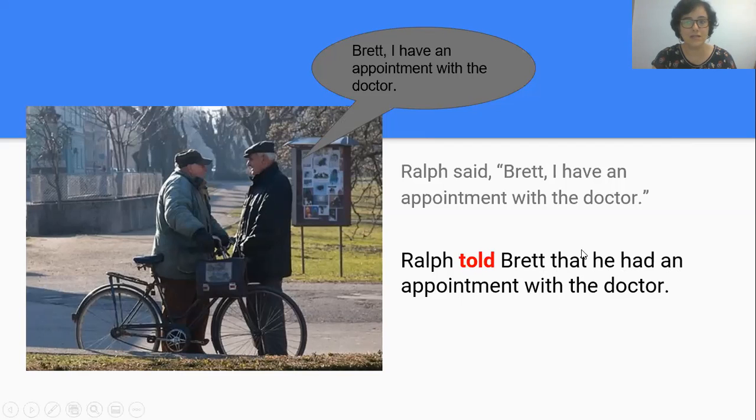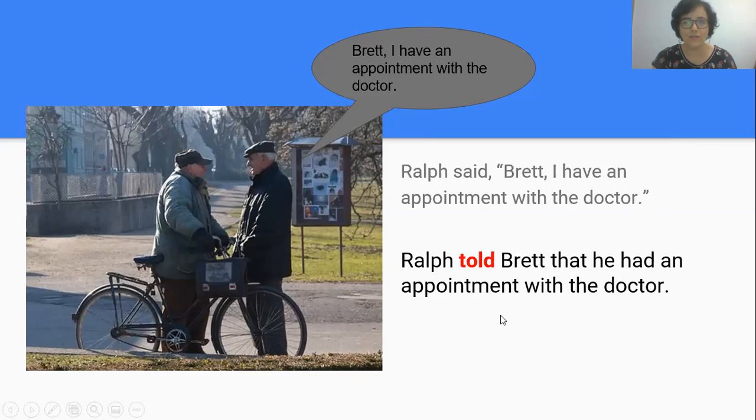The rest of the changes stay the same. You don't use the comma, you don't use the speech marks. You add that, you change the pronoun from I to he, and you change the verb from the present tense to the past tense. So have becomes had. But one difference. Instead of said, you use told.